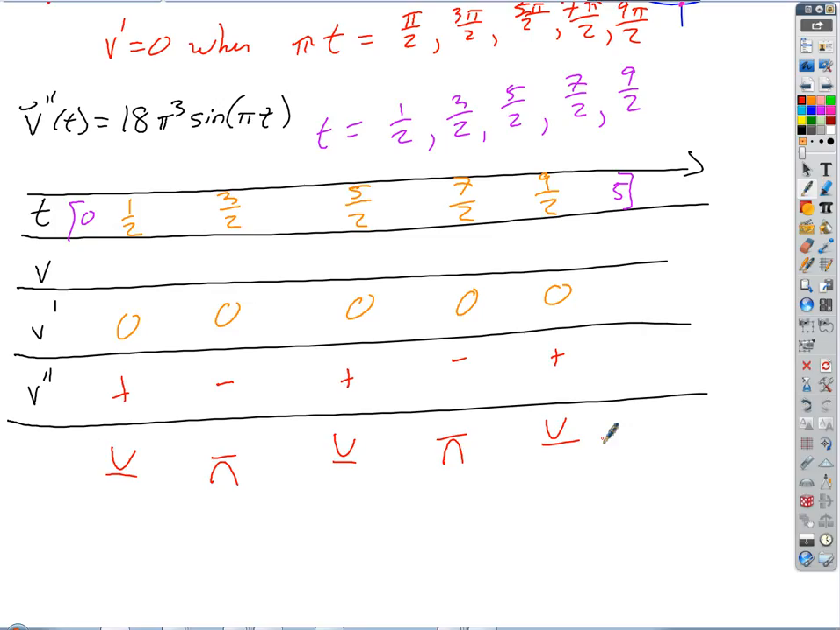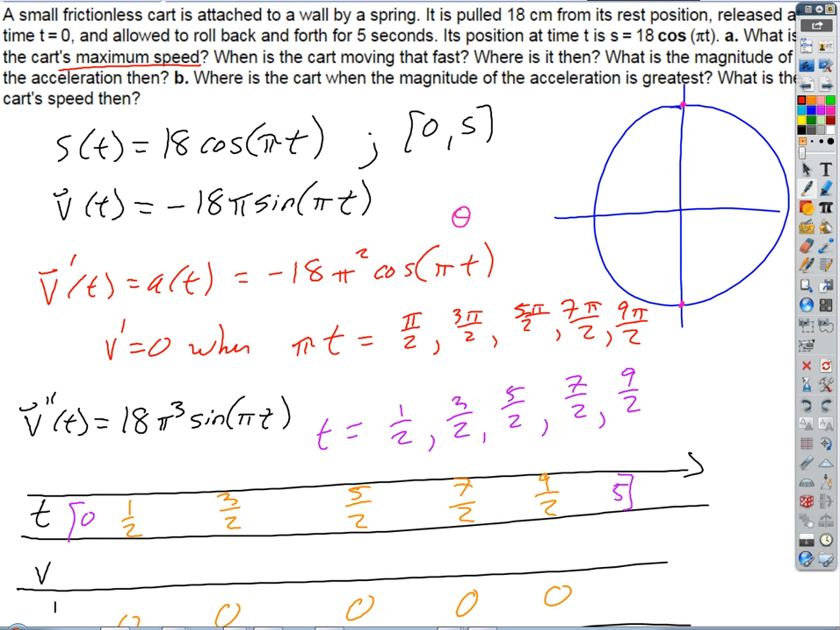There is one kind of tricky thing going on here, though, and you almost have to be a physics type to get this. They're asking where the cart has not its maximum velocity, but its maximum speed. So let's talk about this for a second. It's a difference. Velocity is a vector quantity. If I'm moving in the positive direction, velocity is positive. If I'm moving in the negative direction, it's negative. But speed doesn't have a sign. Speed is the magnitude of velocity.